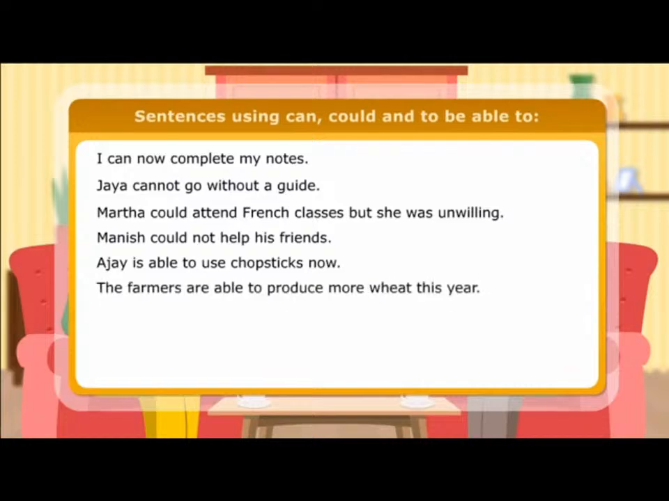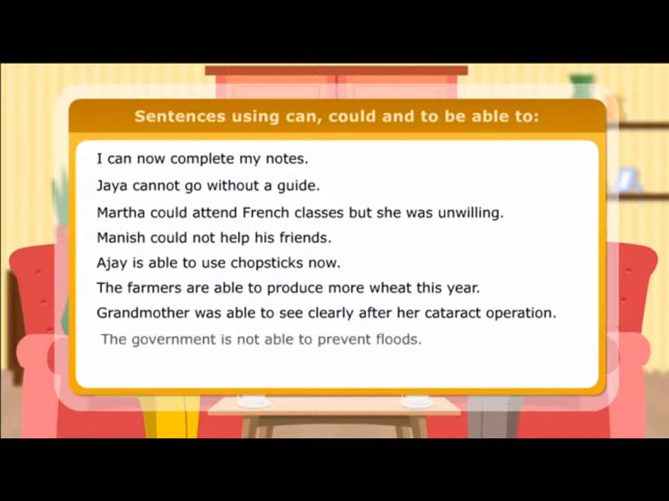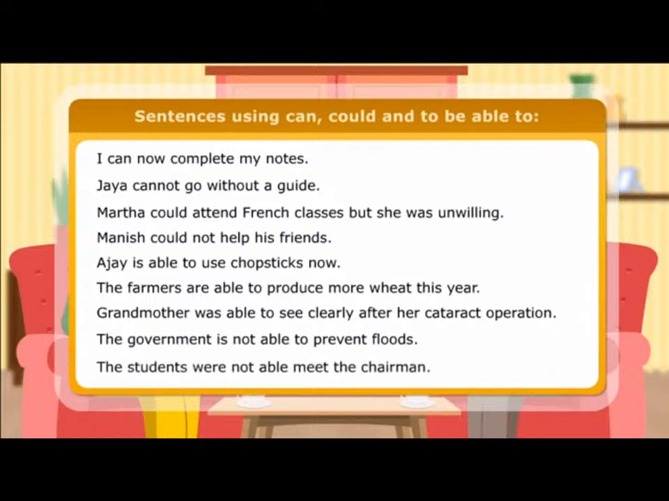The farmers are able to produce more wheat this year. Grandmother was able to see clearly after her cataract operation. The government is not able to prevent floods. The students were not able to meet the chairman.